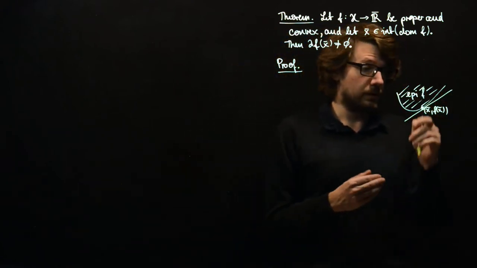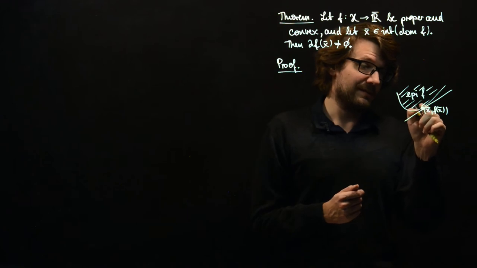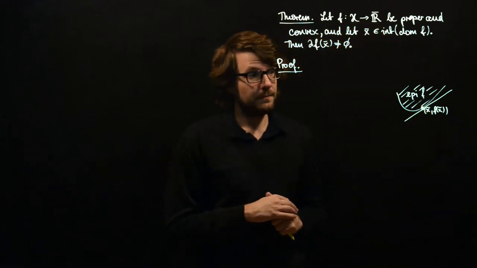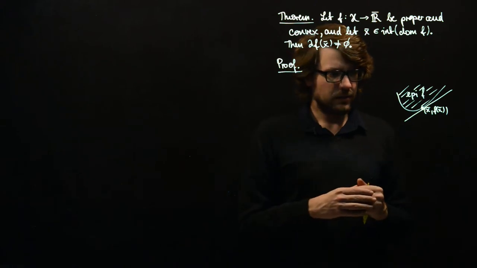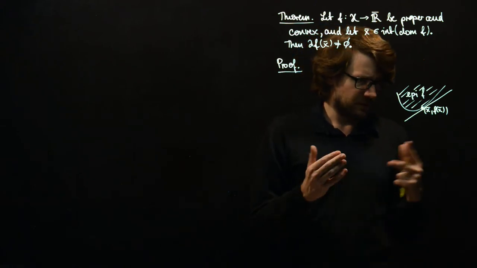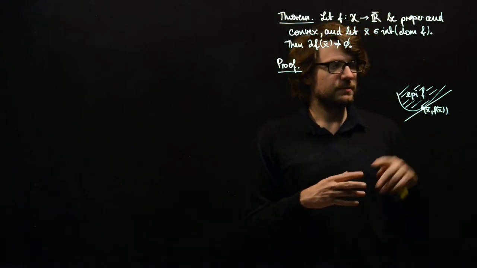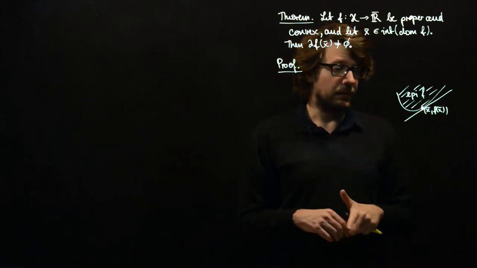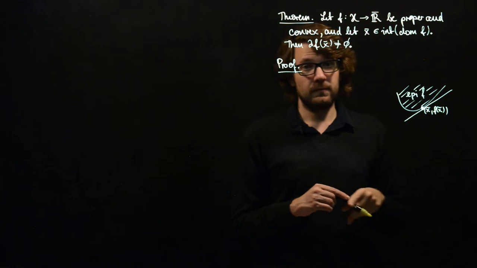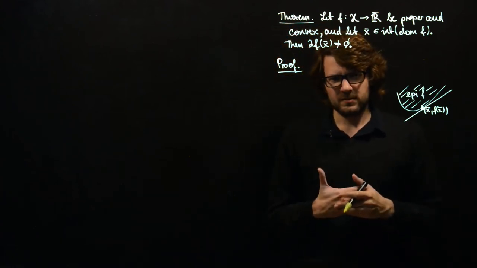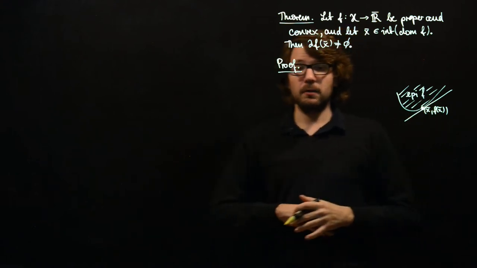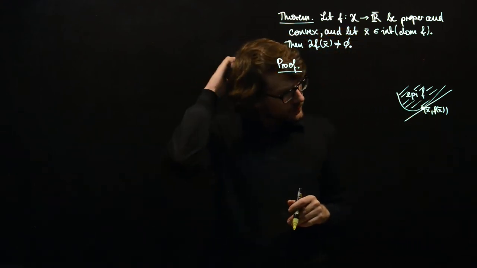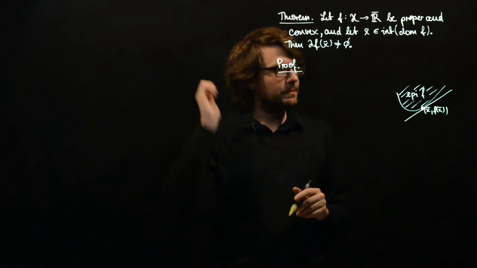This is possible because, as you see here, this point is not in the interior of the epigraph of F. And from this, we proceed analogously to the video about affine minorants, and we construct some special affine minorant which goes through this point and will therefore construct a subgradient at X bar. Okay? So this is the plan.